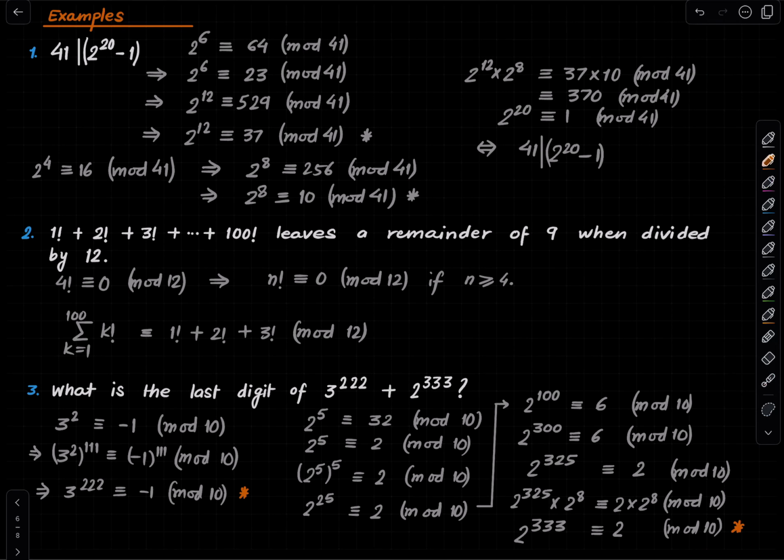Now, using this star and that star, if we add both the sides, what do we get? If we add both the sides, we get 3 to the power 222 plus 2 to the power 333 is congruent to minus 1 plus 2 mod 10. Minus 1 plus 2 is 1. So the remainder of this guy, when you divide it by 10, is 1, and therefore the last digit of this number is 1. Okay, let's proceed.